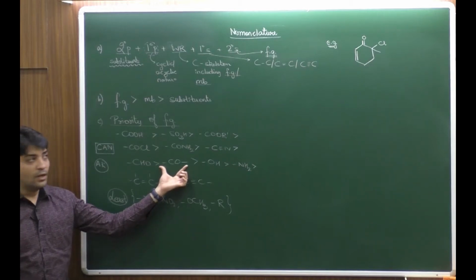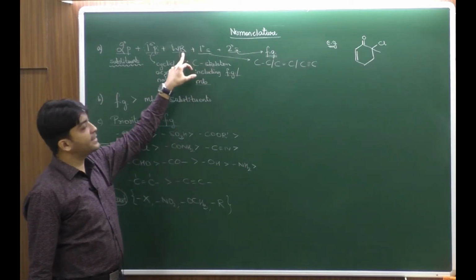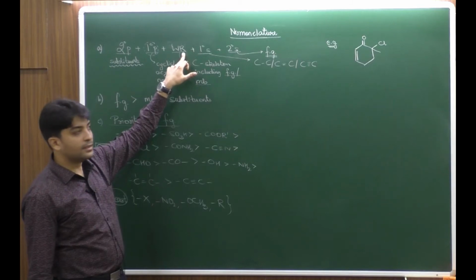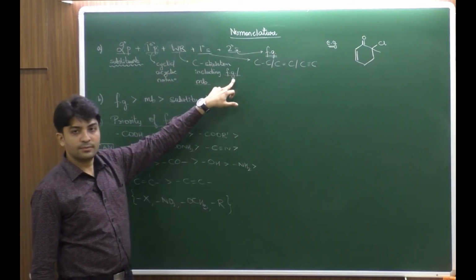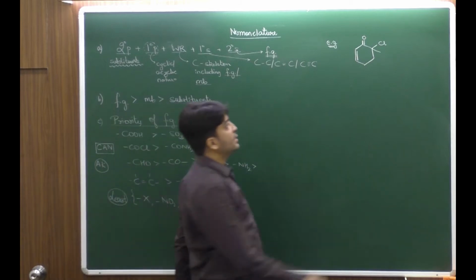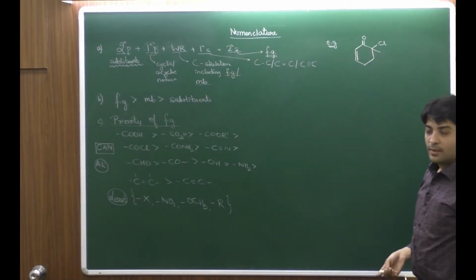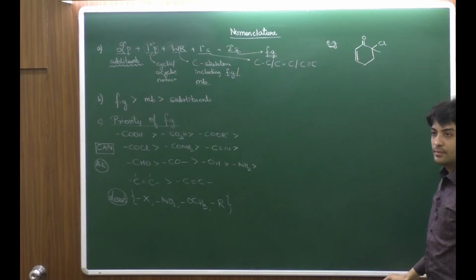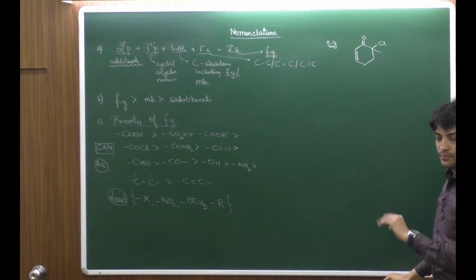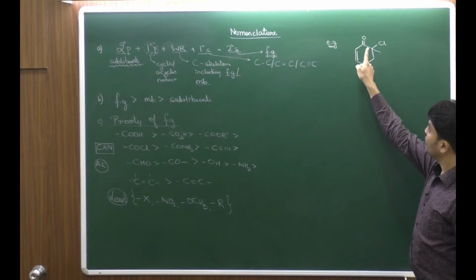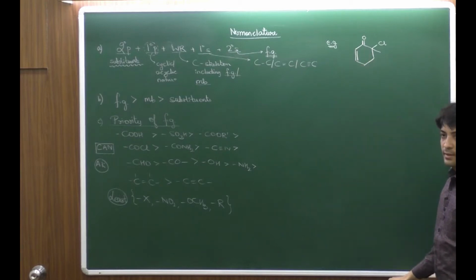The priority goes to ketone, that is C double bond O. So the word root will be identified by including the ketone, and if you include the ketone in the cyclic ring, all the carbon atoms are included, but the numbering will start from ketone. Now you can move in clockwise or anti-clockwise.